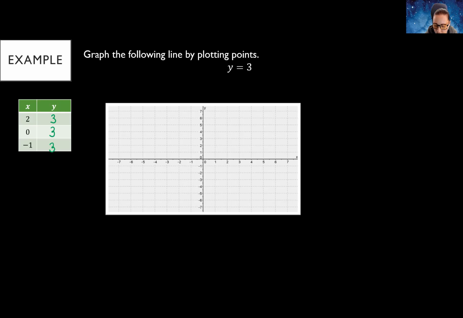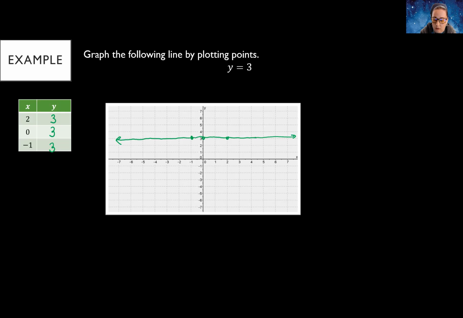Now I'm going to plot those points. An x of 2 and a y of 3 puts this right there. X of 0, y equals 3. And then -1 and 3. I'm not perfect here when I'm drawing my dots, but if you connect these, you see that it forms a horizontal line. Everywhere along that line, y is equal to 3.